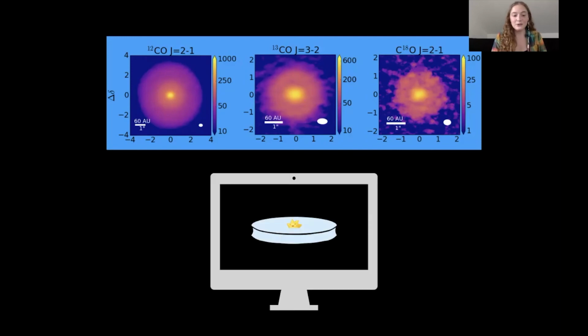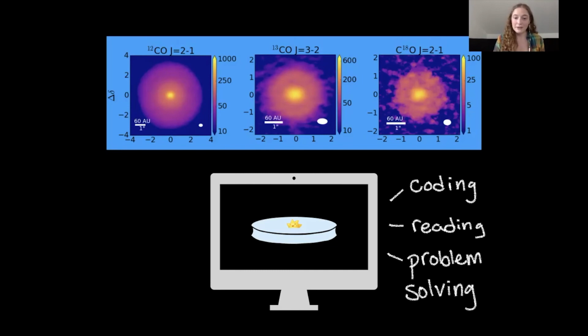My job is to recreate these observations using a computer. I want to recreate these observations using everything I know about disks, physics, chemistry, and how radio observations work. And this is actually what I do every day. And so that means I'm on my laptop a lot. I do a lot of coding. I speak the language of the computer to tell it what to do. I do a lot of reading and learning because I need to learn about protoplanetary disks and chemistry and physics. And of course, I do a lot of problem solving. I encounter a lot of problems that I need to come up with creative solutions for. And so this is really what an astronomer does every day.